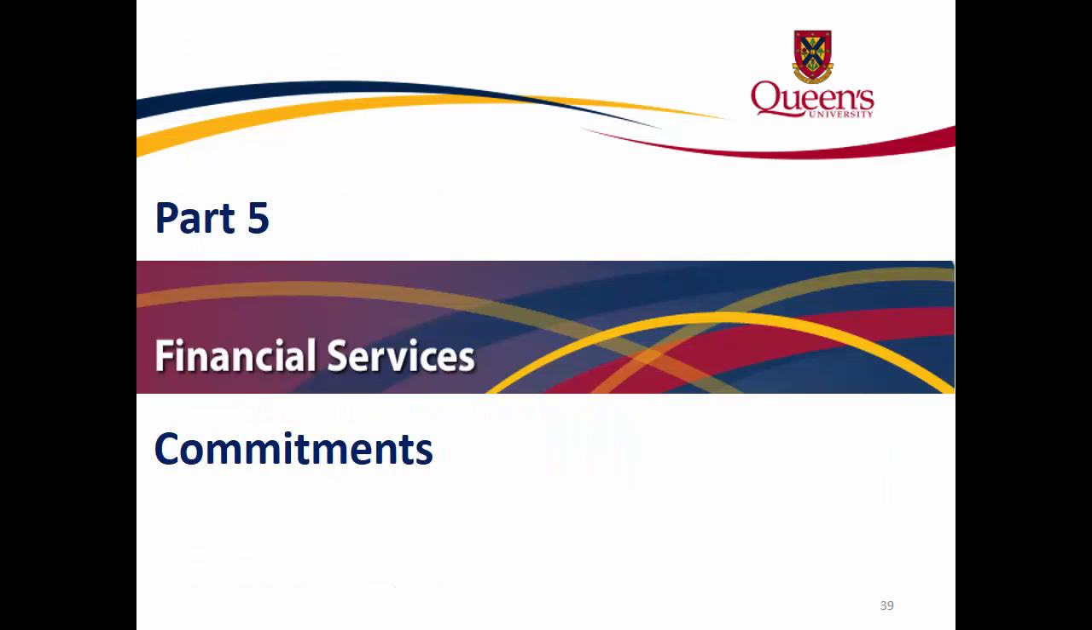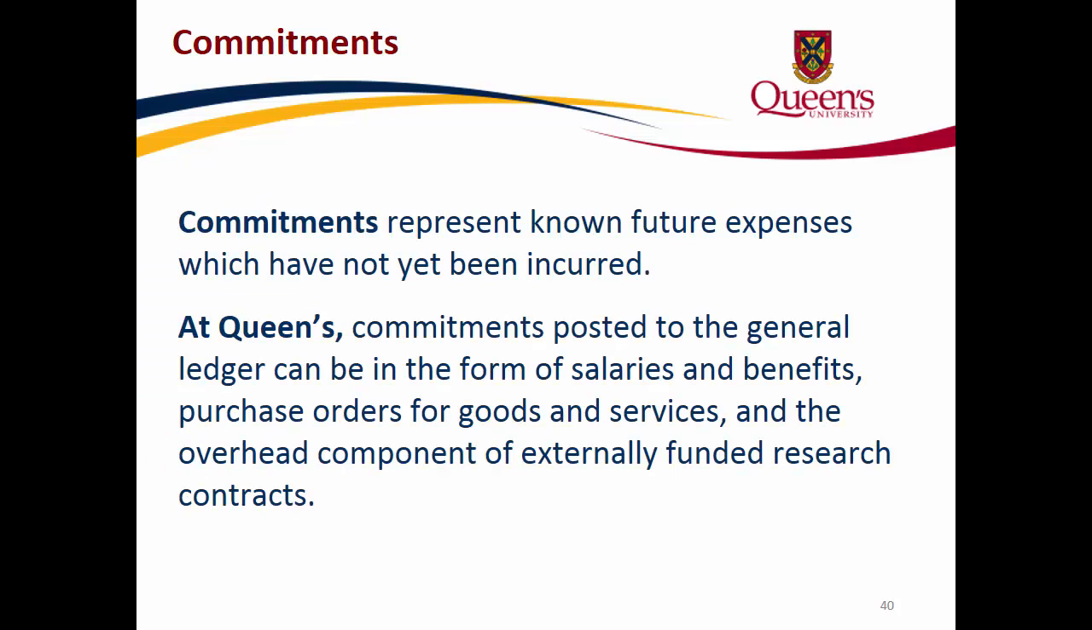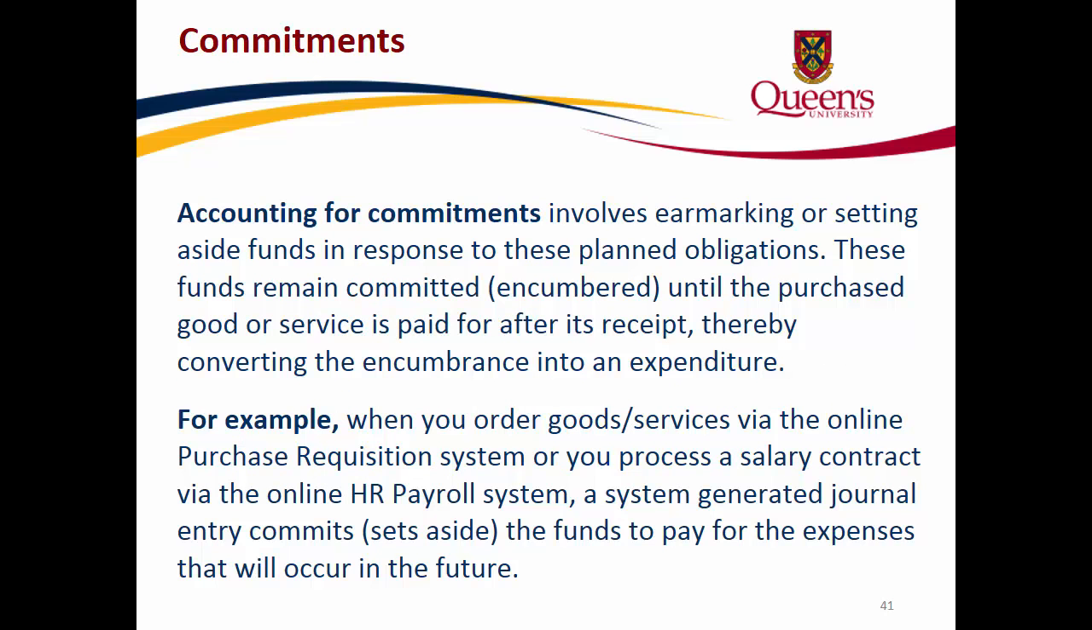Part 5. Commitments. Commitments represent known future expenses which have not yet been incurred. At Queen's, commitments posted to the general ledger can be in the form of salaries and benefits, purchase orders for goods and services, and the overhead component of externally funded research contracts. Accounting for commitments involves earmarking or setting aside funds in response to these planned obligations. These funds remain committed or encumbered until the purchased good or service is paid for after its receipt, thereby converting the encumbrance into an expenditure.